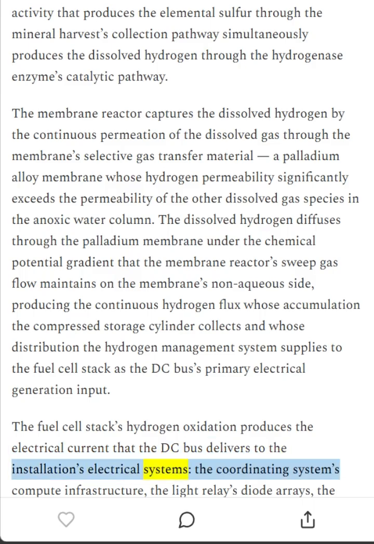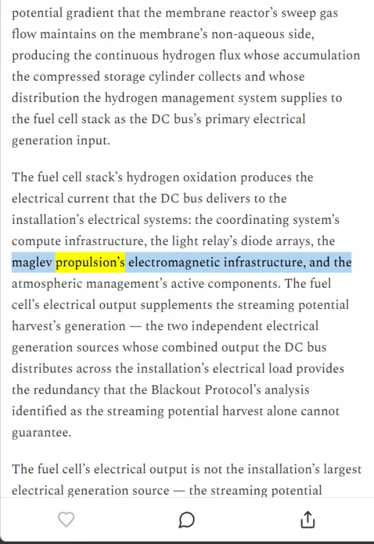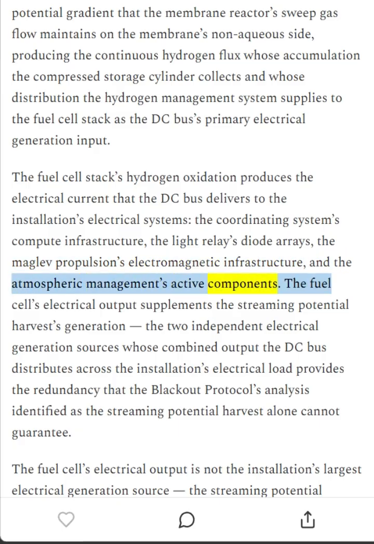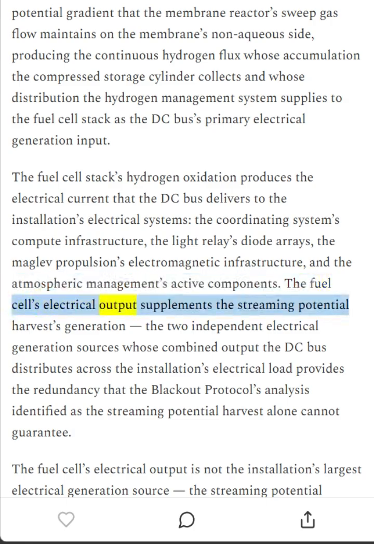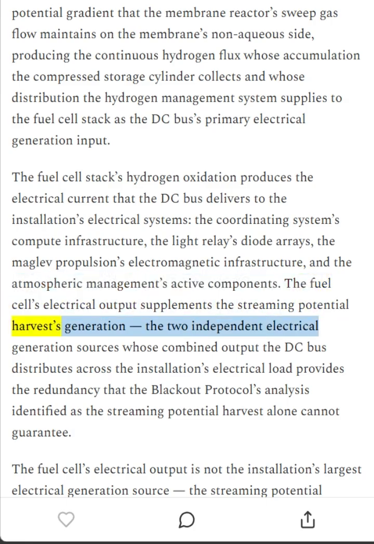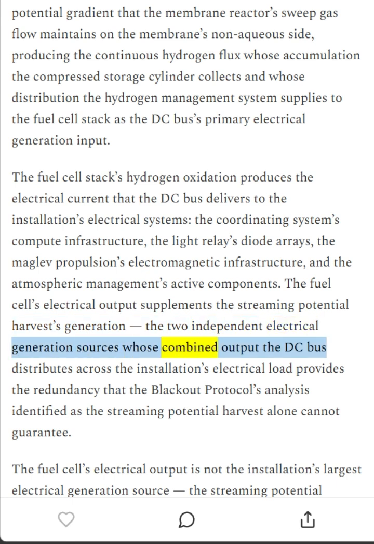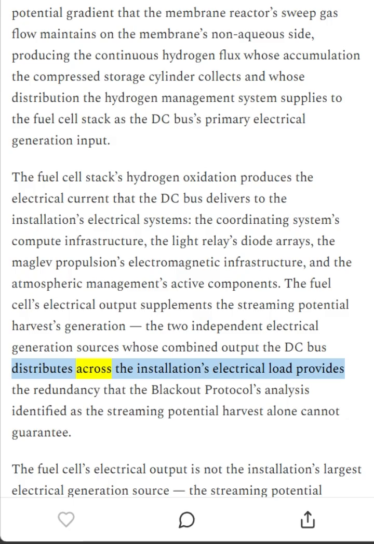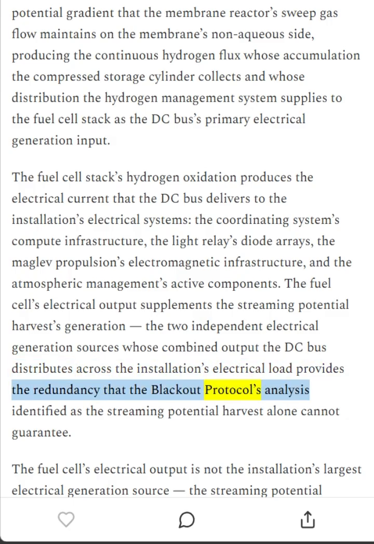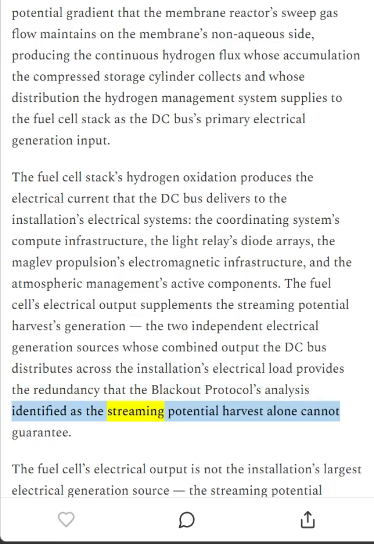The fuel cell stack's hydrogen oxidation produces the electrical current that the DC bus delivers to the installation's electrical systems, the coordinating system's compute infrastructure, the light relays' diode arrays, the maglev propulsion's electromagnetic infrastructure, and the atmospheric management's active components. The fuel cell's electrical output supplements the streaming potential harvest generation, the two independent electrical generation sources whose combined output the DC bus distributes across the installation's electrical load provides the redundancy that the blackout protocol's analysis identified as the streaming potential harvest alone cannot guarantee.